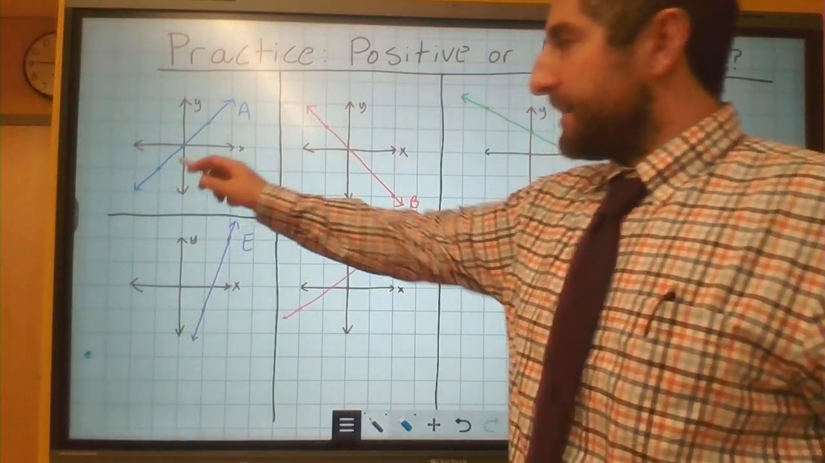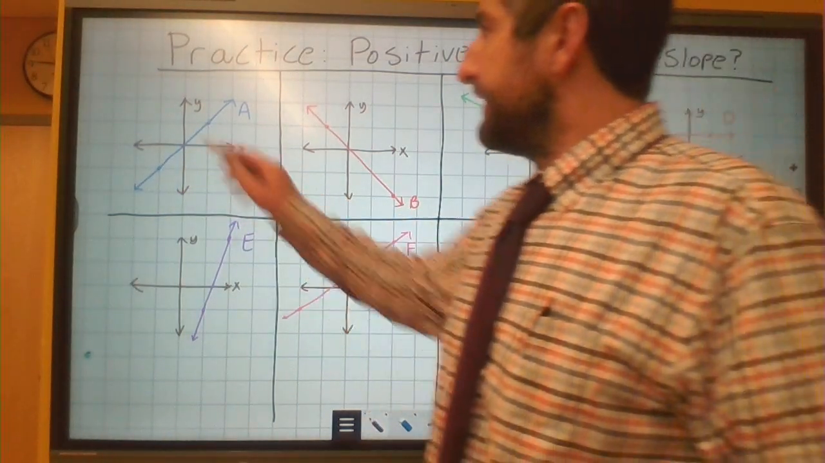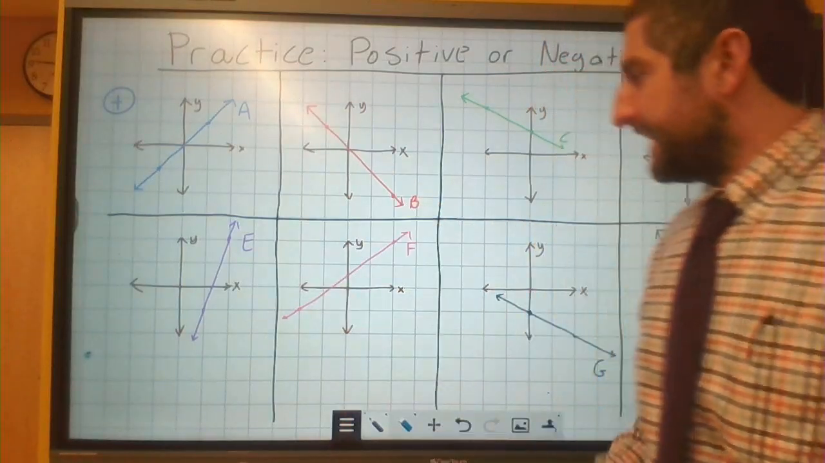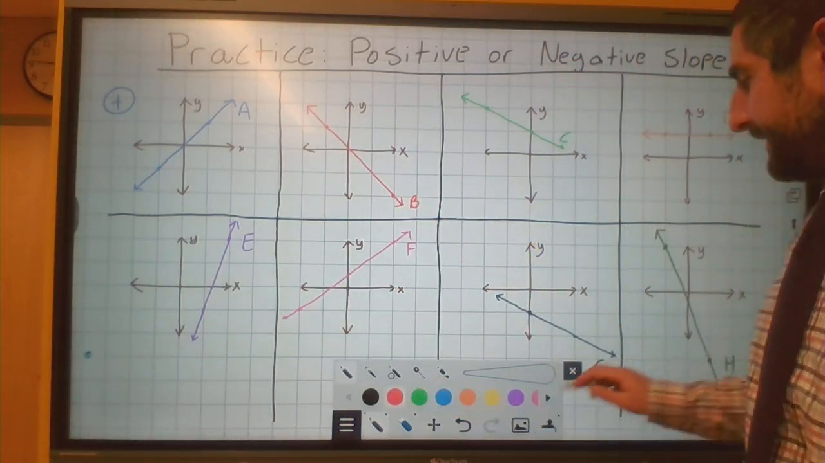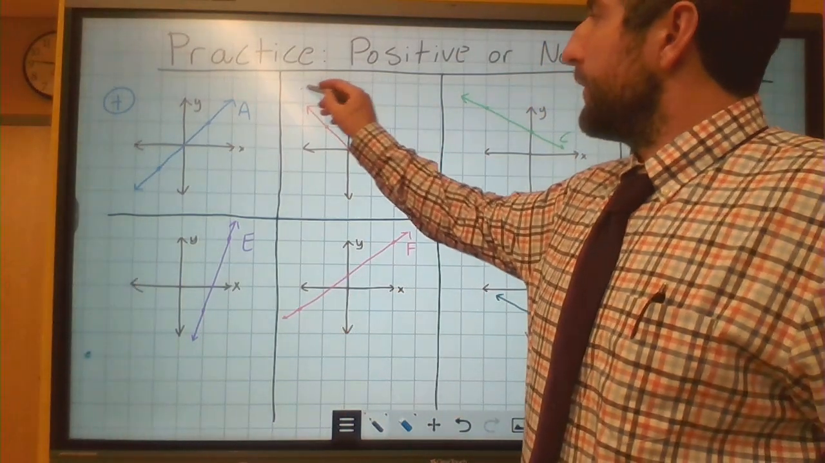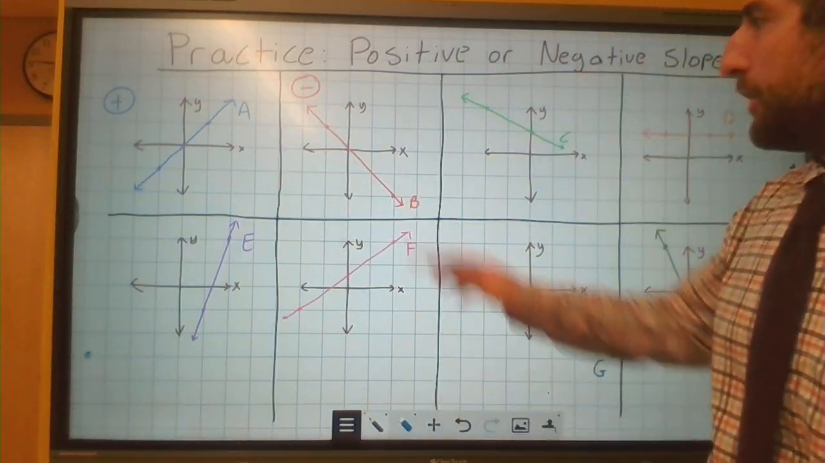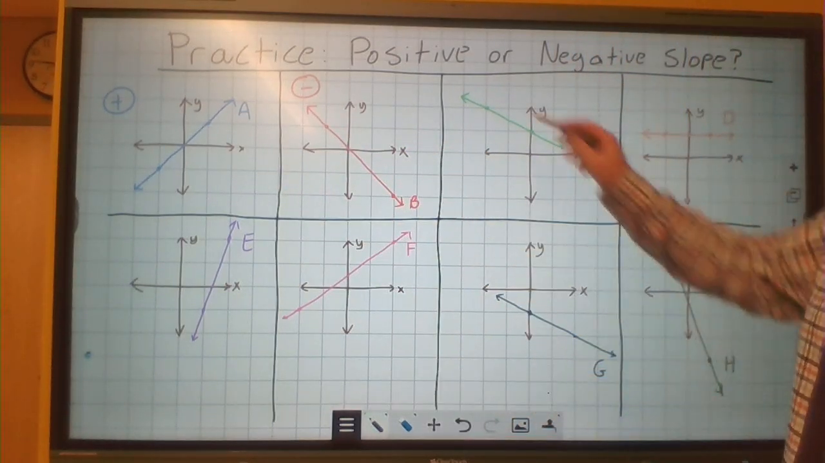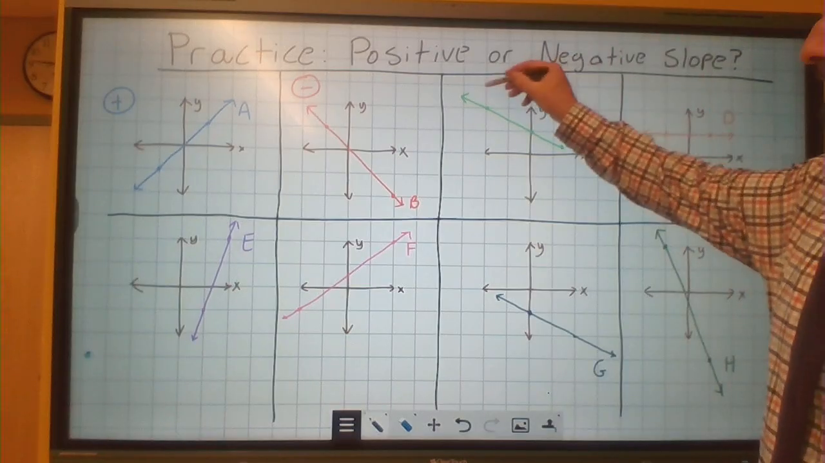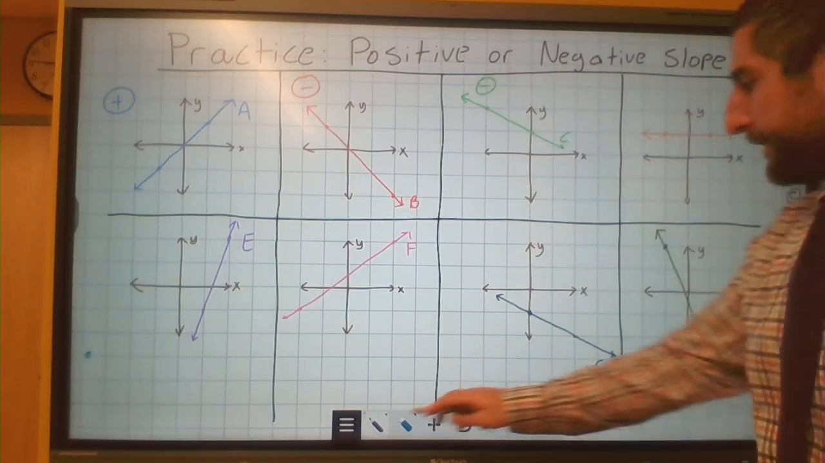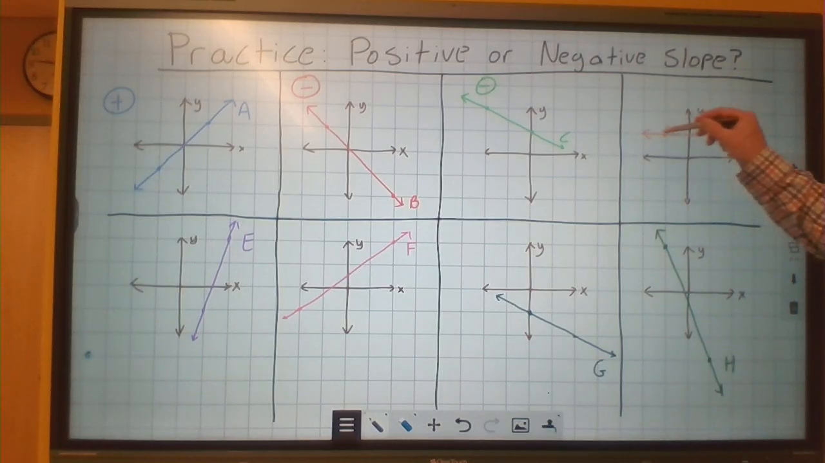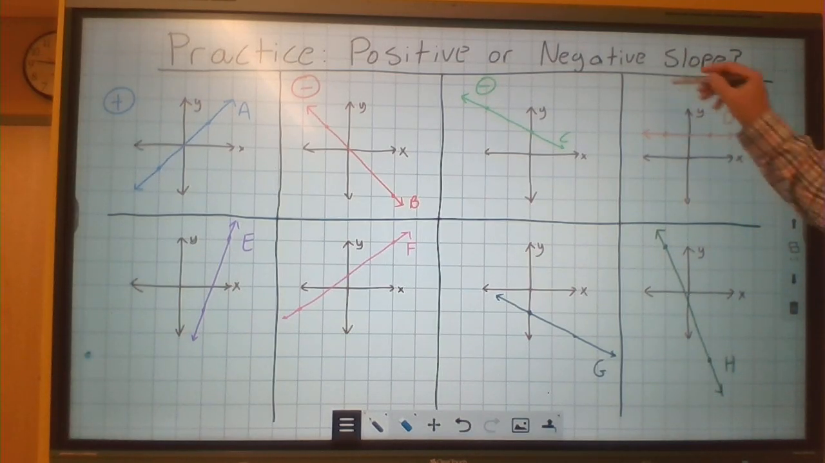Number 1, positive, negative, or 0. This is a positive slope. Get used to seeing that climb. Number 2, or B, negative slope, going downwards left to right. Number 3, another negative slope, going downwards left to right. Number 4, D, that is just a straight horizontal line. That is a 0 slope.